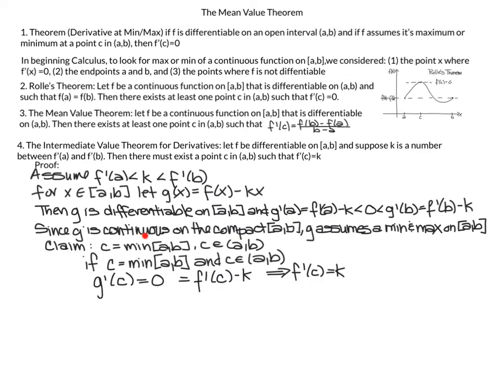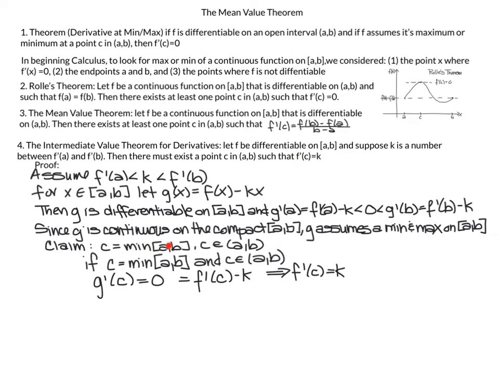Before we get bogged down in proving that c, the minimum, is in the open interval, I want to say that if g has a minimum at c, then g prime of c is equal to 0, by our theorem that says when a function assumes its min or max, then the derivative is equal to 0. To remind you, g of x is equal to f of x minus kx, so g prime of x is equal to f prime of x minus k. Plugging in c, we get f prime of c minus k, and since this is equal to 0, we will have shown that f prime of c is equal to k, which is exactly what we want to show.